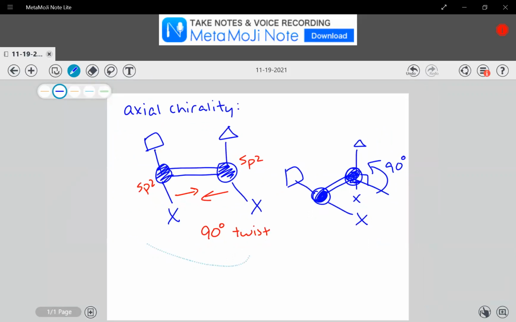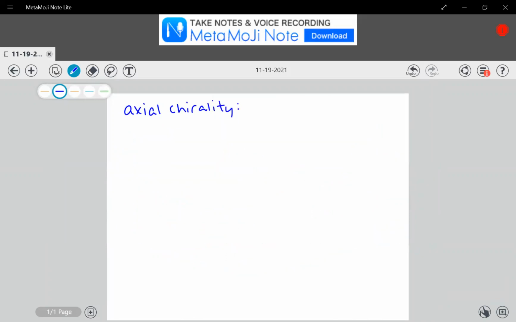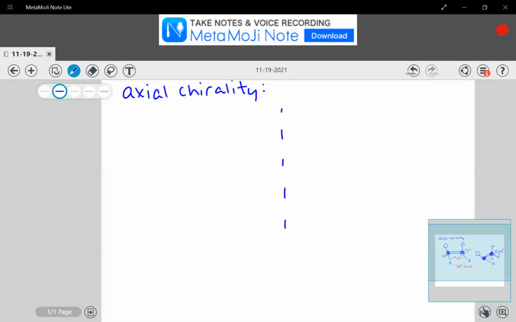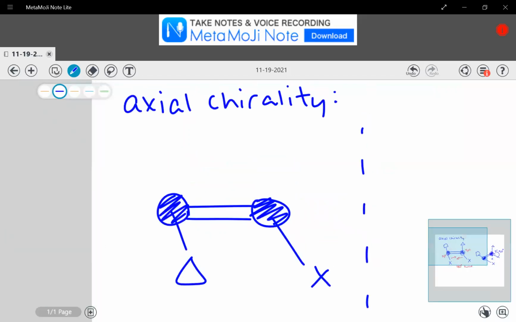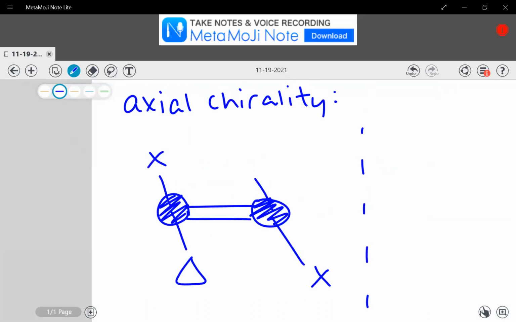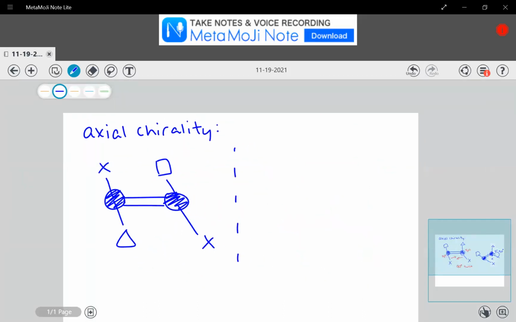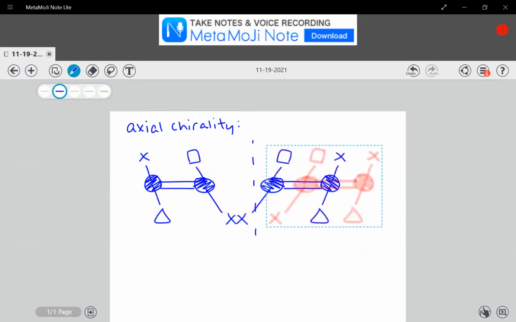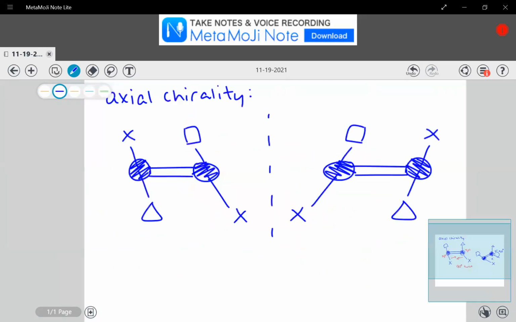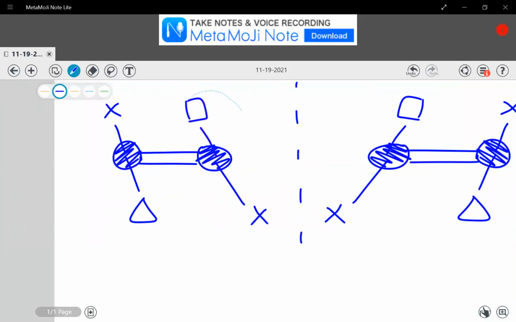What do I mean? Well, let's go ahead and draw. Let's draw a mirror of symmetry. We can make a new molecule, X, and maybe another X here, and a square. It's just going to be drawn like this for now. I will make it in 3D later. All right. And now we're going to have our twist, which I'm going to draw here.